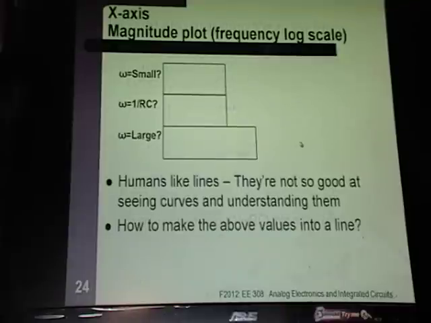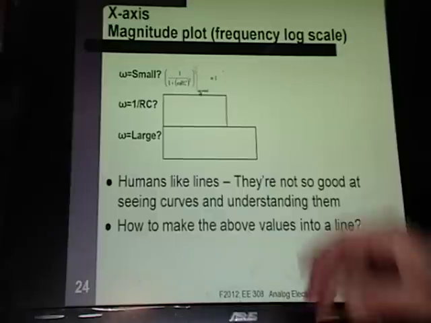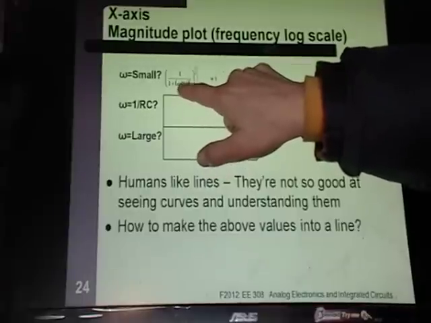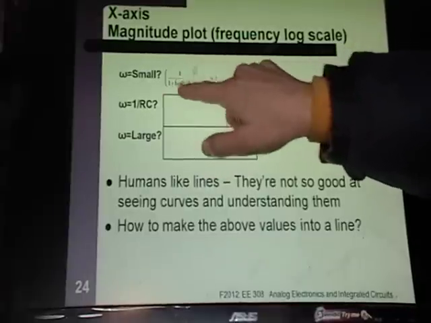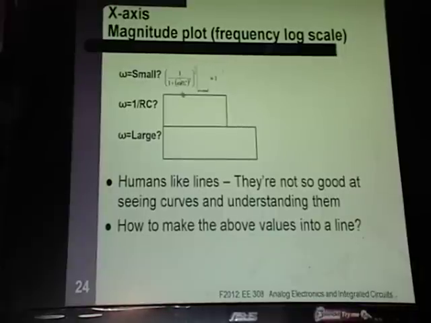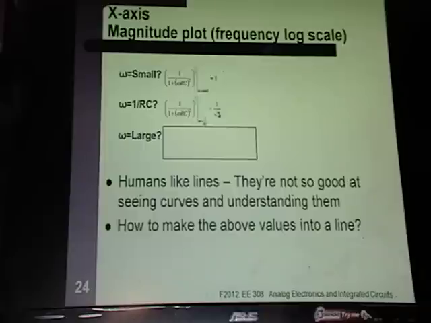Okay, and we'll just do this slide. So when we have this equation right here, here's our magnitude. We've multiplied it by the complex conjugate, and we're taking the square root of it. Okay, when omega is really small, then this term disappears, and you have 1 over 1. The square root of 1 over 1 is 1. When omega equals 1 over RC, now you've got 1 over the square root of 2, and that's your minus 3 dB.